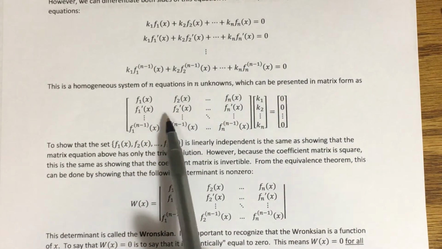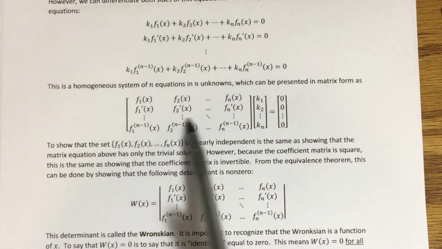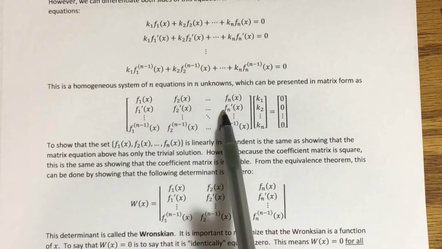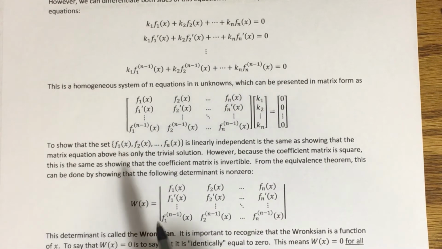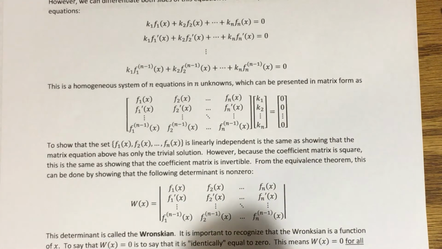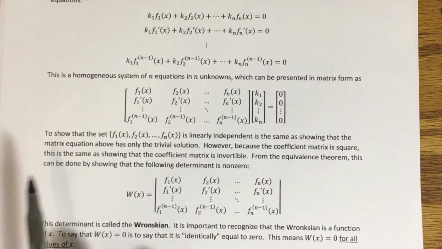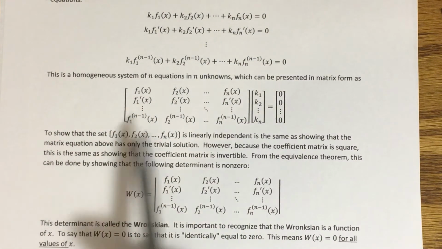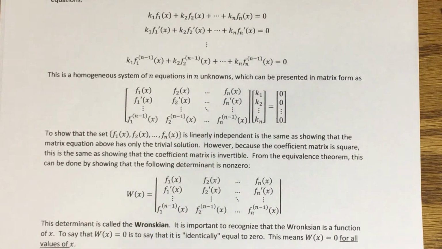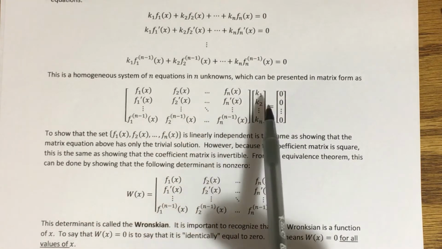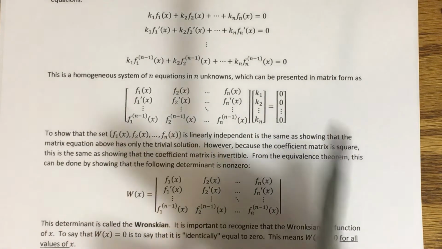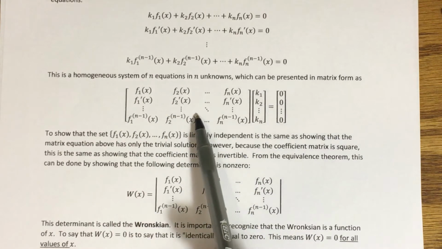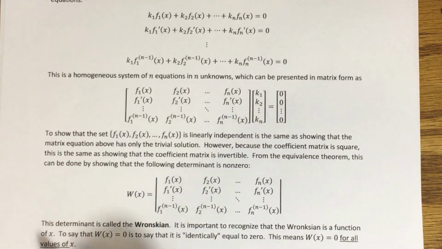I can answer that question by looking at the invertibility of this matrix. If this matrix is invertible, then this will only have the trivial solution. If it's not invertible, then it will have non-trivial solutions. That's our equivalence theorem. But also from our equivalence theorem, we know that we can determine whether or not this is invertible by taking its determinant. If the determinant of this matrix is non-zero, then that would also imply that this only has the trivial solution, which gives us linear independence. If the determinant is 0, we get linear dependence.